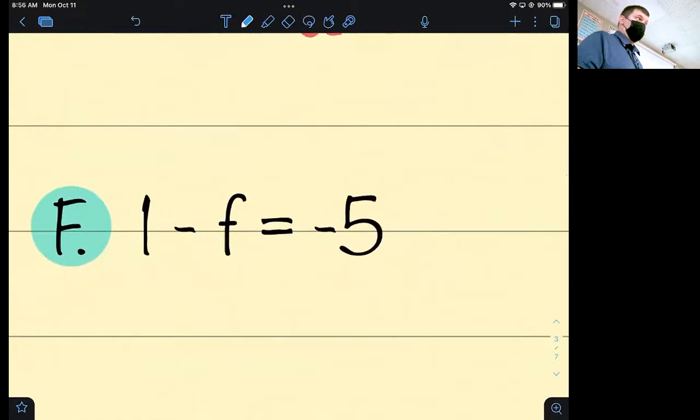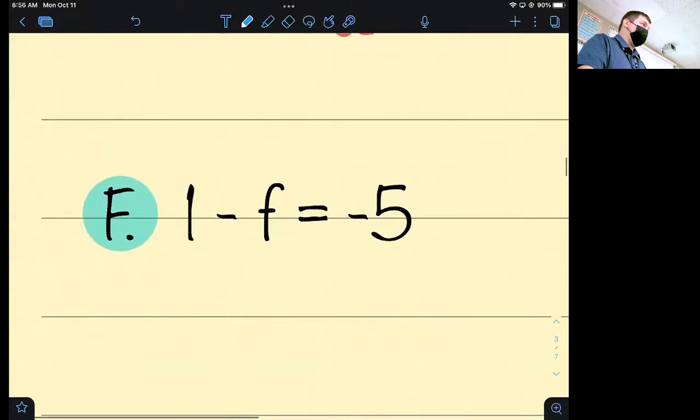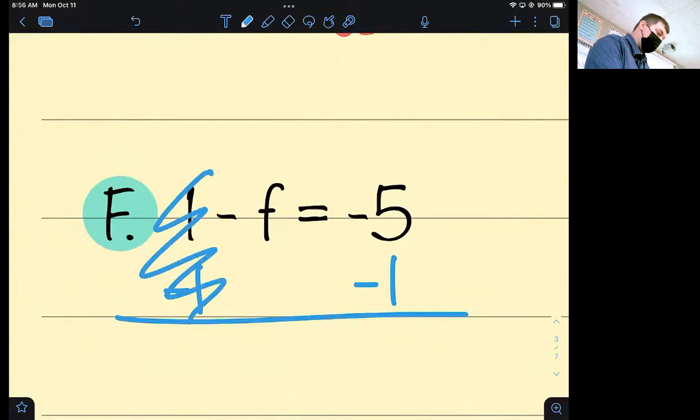Example F. This one doesn't look like a 2-step equation, but it actually is. Ella, can you tell me which number I should try to get rid of first? The 1. What's the opposite of a 1? Good. A negative 1. The 1 and negative 1 are going to cancel out.